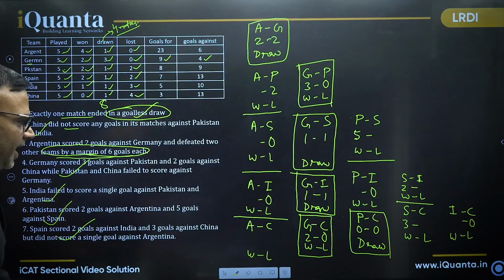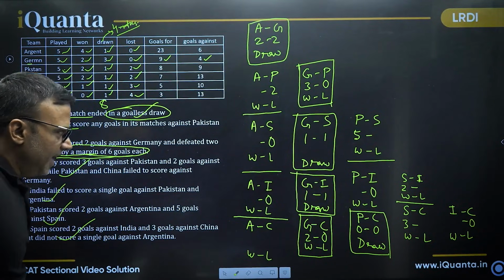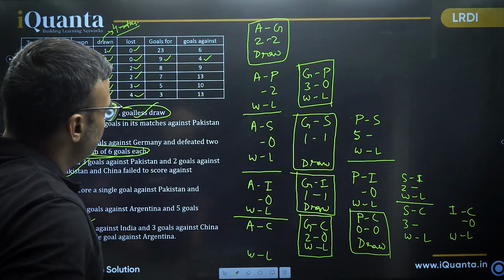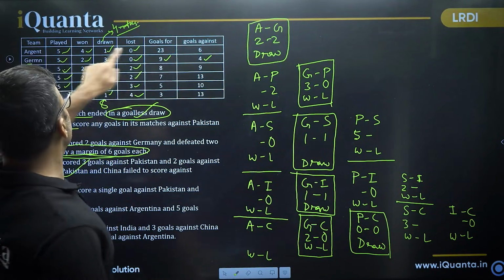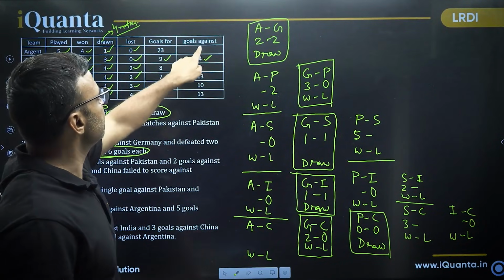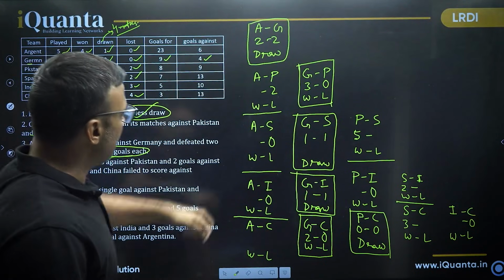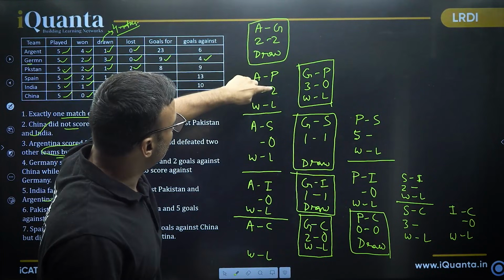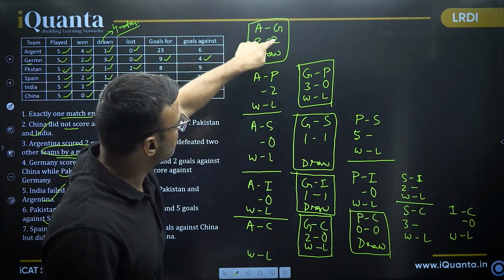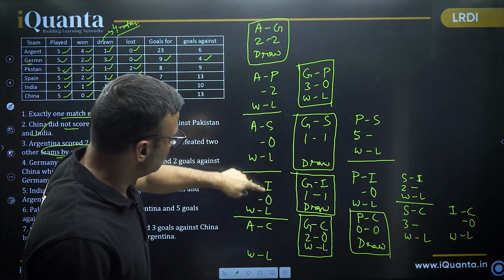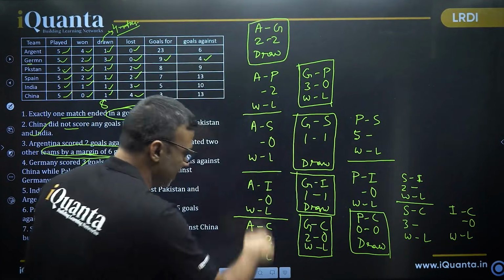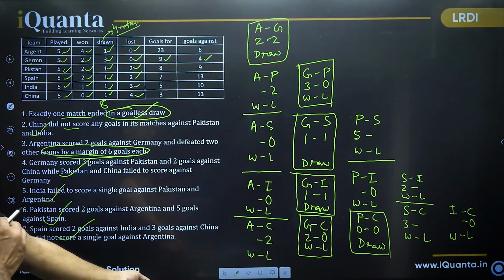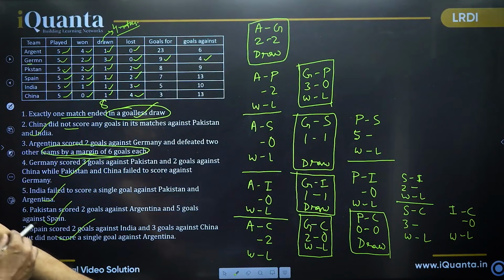Now what do we have? If you look at goals against Argentina, it is 6. And here we have 2 and 2, 4, 0, 0. So this has to be 6, and this has to be 2, because the total has to be 6. Nice. So this is already done.